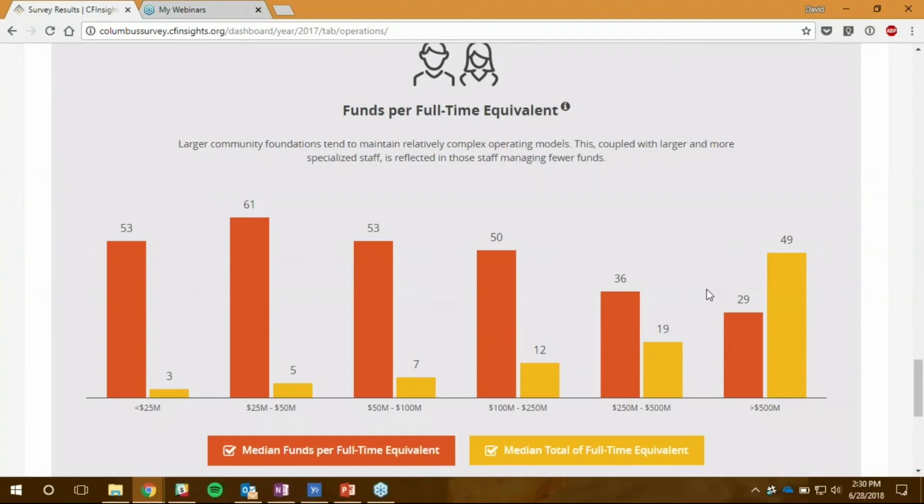But as we go up in asset size, I mentioned this already before, larger community foundations may focus more on leadership activities and other activities, and they need staff to manage those activities, and so typically staff will manage fewer donor funds at these foundations.